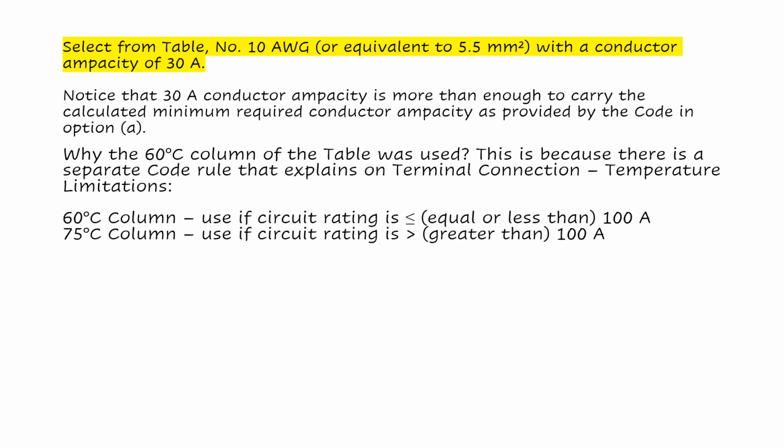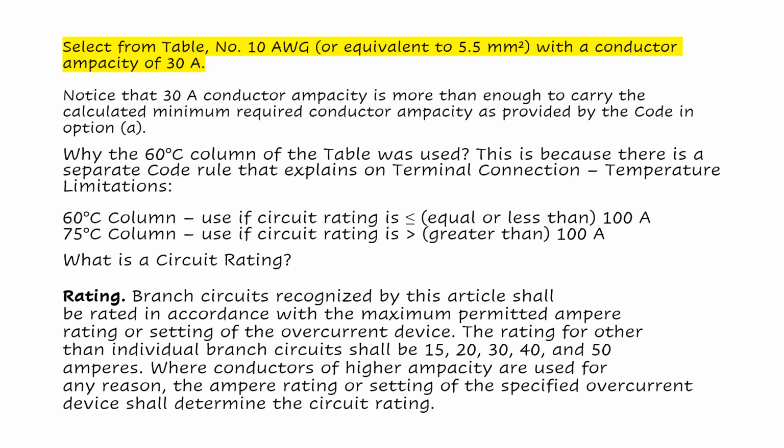Why was the 60-degree column of the table used? Why is it not the 75-degree column or 90-degree column? This is because there is a separate code rule that explains terminal connection or temperature limitations. For the 60-degree column, use it if the circuit rating is equal to or less than 100 ampere, and use the 75-degree column if the circuit rating is greater than 100 ampere.